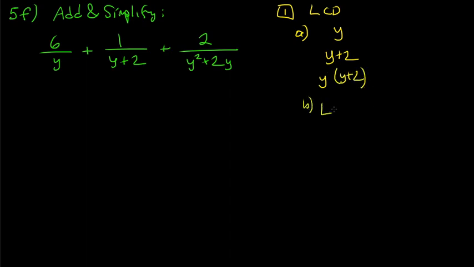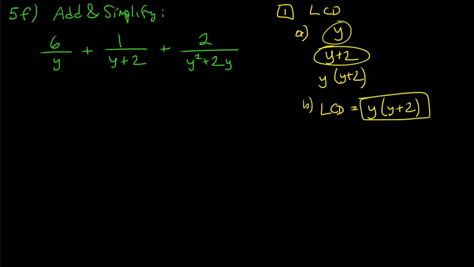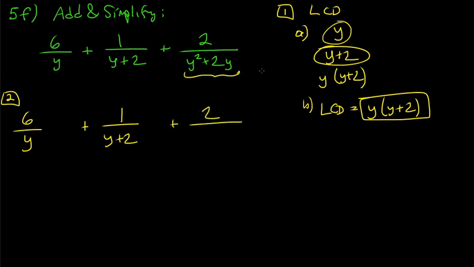So our LCD has to include the y and the y plus 2. Those are the only 2 factors, right? I see a y, I see a y plus 2, right? This denominator already has the y and y plus 2. All right, so our second step, if you remember, is to get the same denominator. We have 6 over y plus 1 over y plus 2 plus 2 over, and then we'll rewrite this in factored form, y times y plus 2.